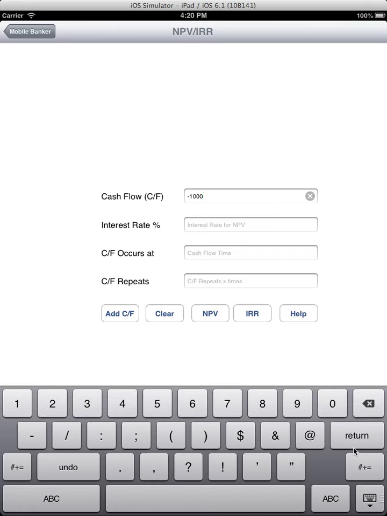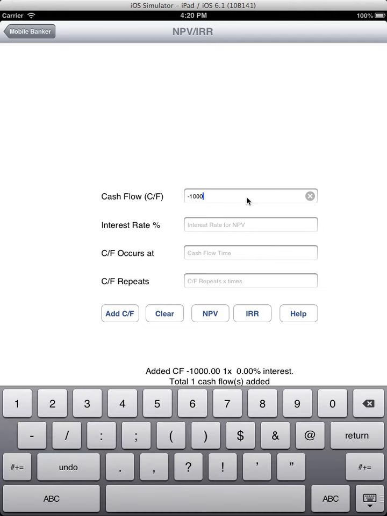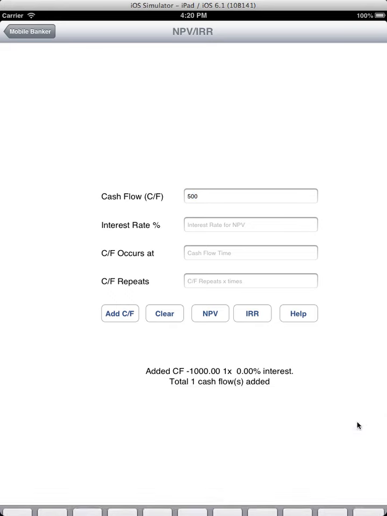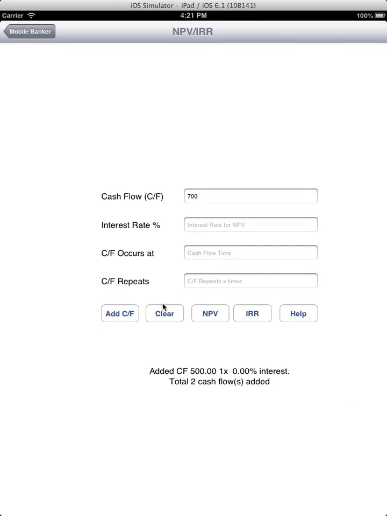Say our first cash flow. And then in case you would like to compute NPV, in that case the interest rate needs to be supplied. For IRR, the interest rate will be calculated. Say we added a cash flow, then the second period cash flow is 500, we added that, and then the third period is 700, we also added that.